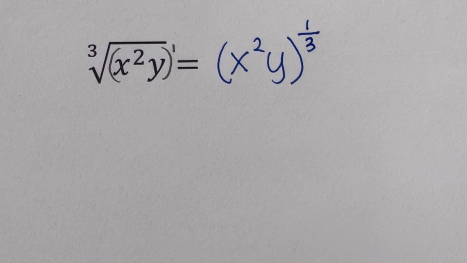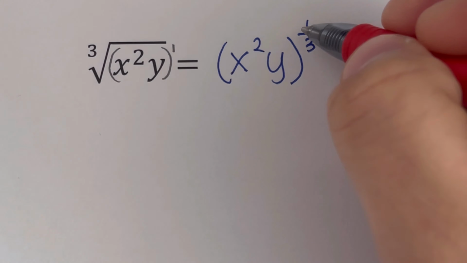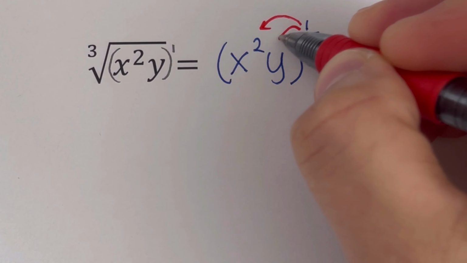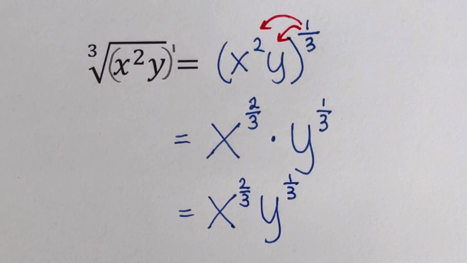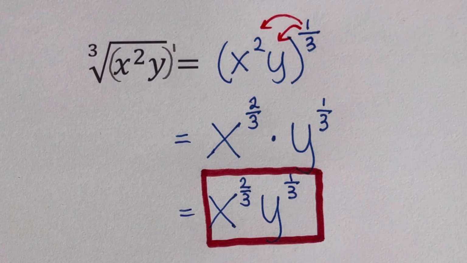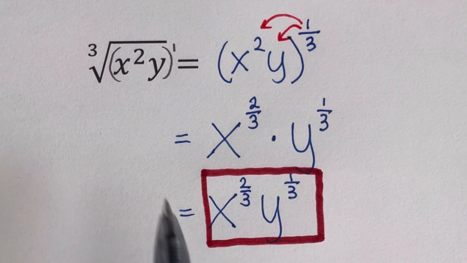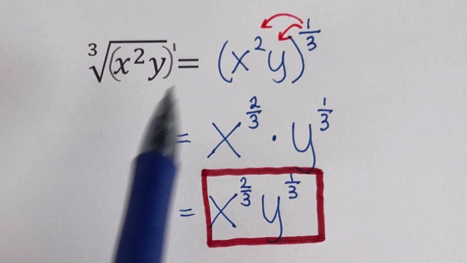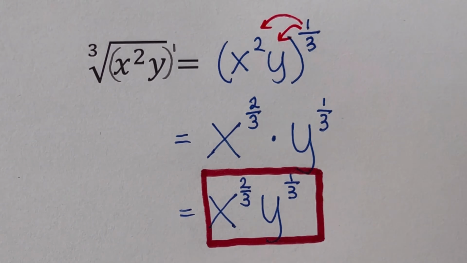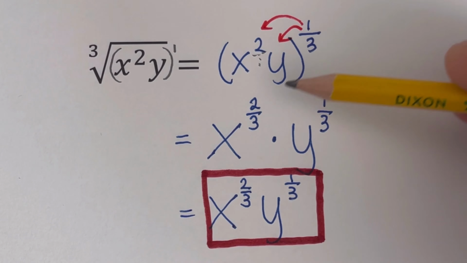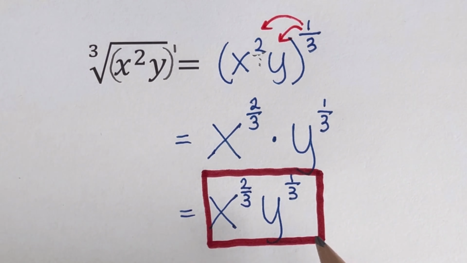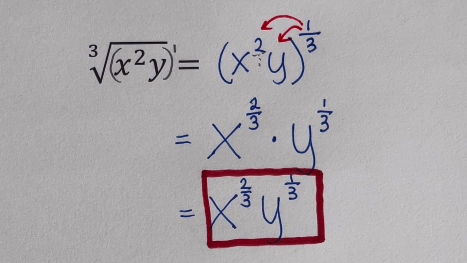And we're going to use the power of a product property for exponents. This 1/3 is going to go to each of them. So this would come out. Okay, so this is the equivalent rational exponent for the cube root of x squared y. Please notice that this 2 here has an invisible denominator of 1. So 2 times 1 is 2, 1 times 3 is 3. And so we have 1/3 for the y. And so this is the equivalent rational exponent. Now let's move on to the next example.